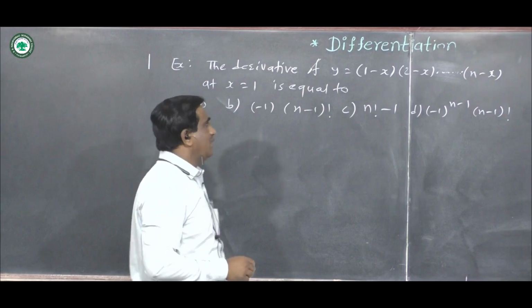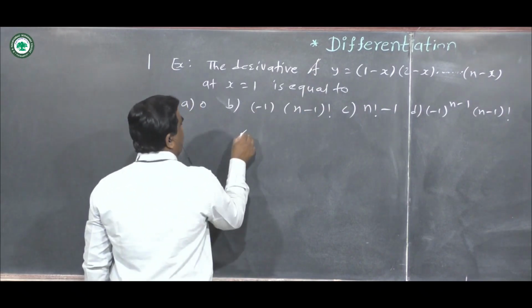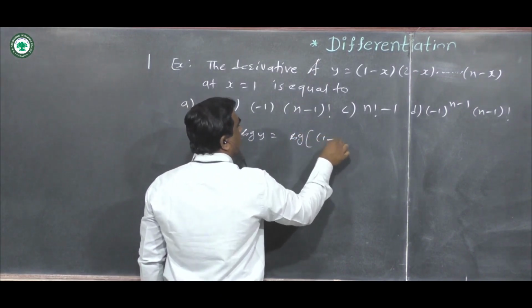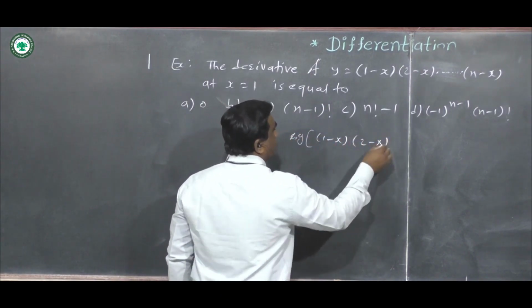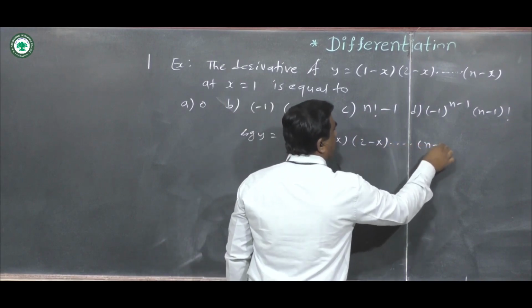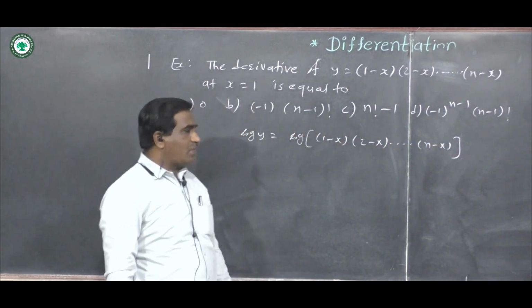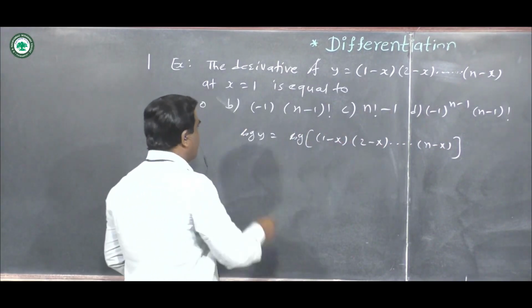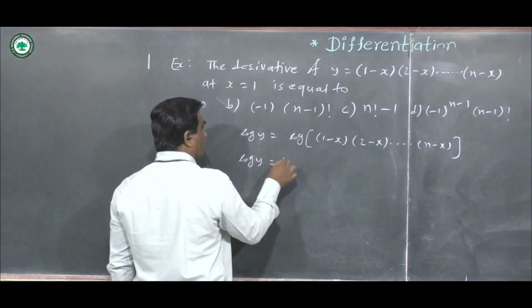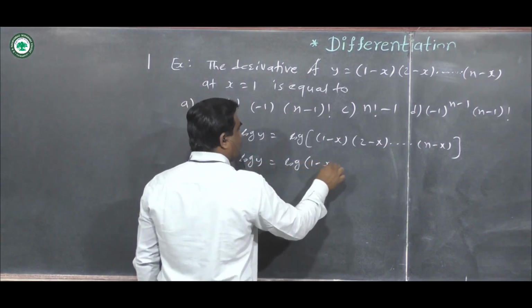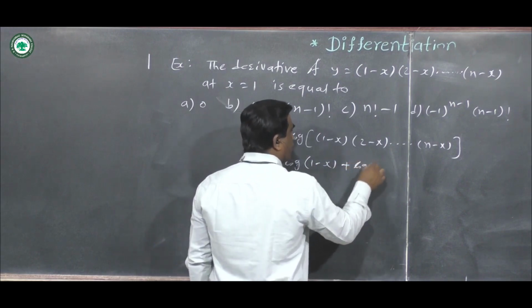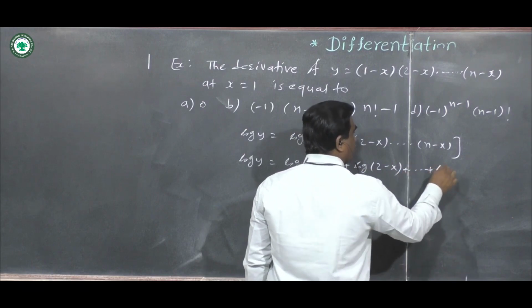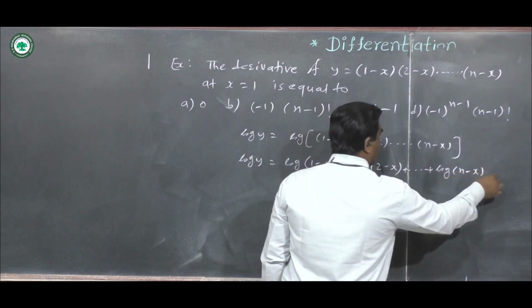We can take again log of both sides, then we can write log y is equal to log of 1 minus x into 2 minus x so on n minus x. Now we can use the formula log a into b into c, then we get log a plus log b plus log c. That is log y is equal to log of 1 minus x plus log of 2 minus x, so on, plus log of n minus x.